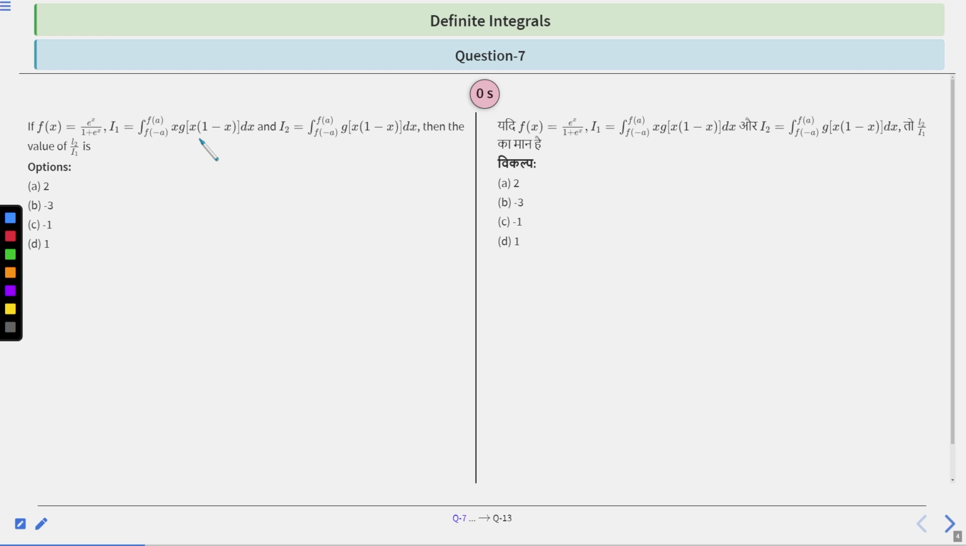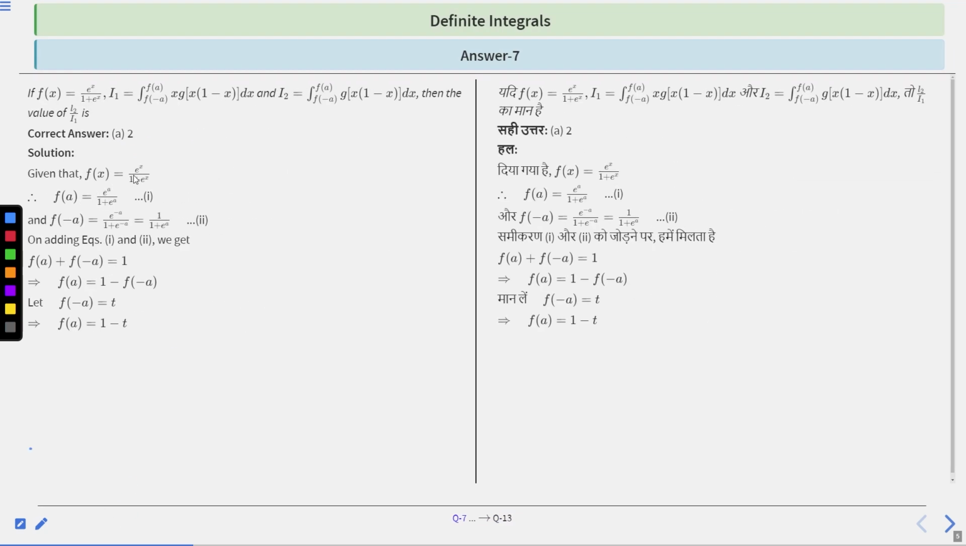Okay, let's move to the solution part. Given that f(x) is equal to e to the power x upon 1 plus e to the power x, therefore f(a) will be e to the power a upon 1 plus e to the power a. And f(-a) will be e to the power minus a upon 1 plus e to the power minus a, which will be equal to 1 by 1 plus e to the power a. Now on adding equation 1 and 2, we will get f(a) plus f(-a) will be equal to 1.